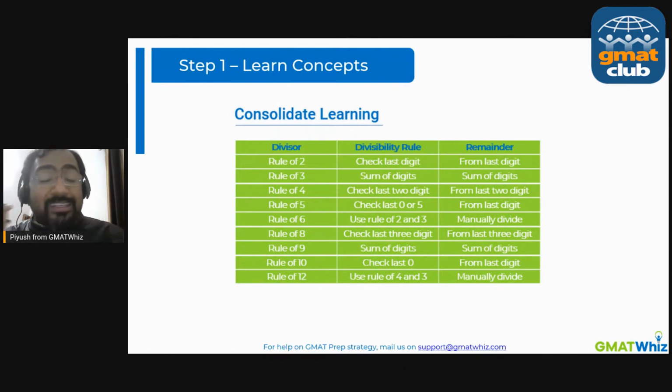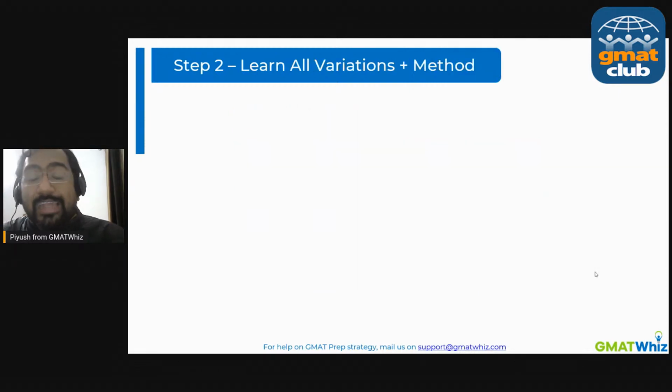So the second step is very critical, and it is even more critical for people who are looking at getting the hard questions right or getting a 700 plus score. So please be focused on this part. Right after you learn concepts, step 2: learn all variations in which that concept can be tested on the GMAT. Very important, guys. And along with that, learn the methods that you should use to solve those questions.